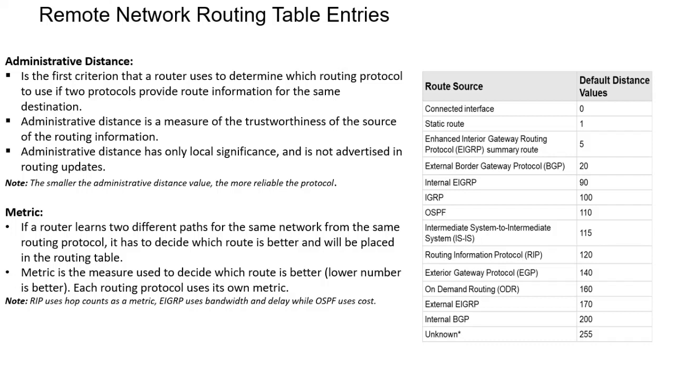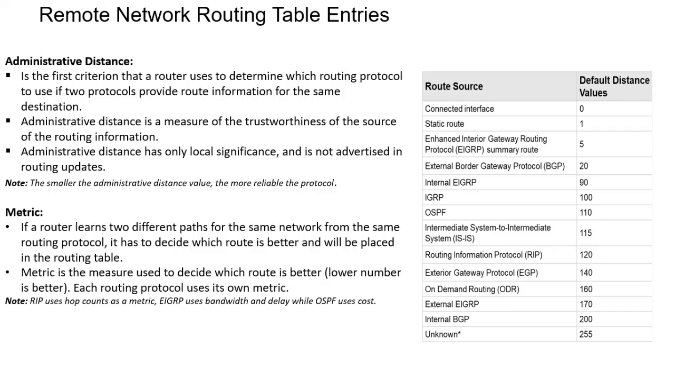Now the metric: if the router learns two different paths to the same network from the same routing protocol, it will decide which route is better and will be placed in the routing table. The metric is the measure used to decide which route is better. We use a greedy algorithm, so always the lower number is better and faster. Each routing protocol uses its own metric. So RIP uses hop count as its metric, EIGRP uses bandwidth and delay, while OSPF uses cost.